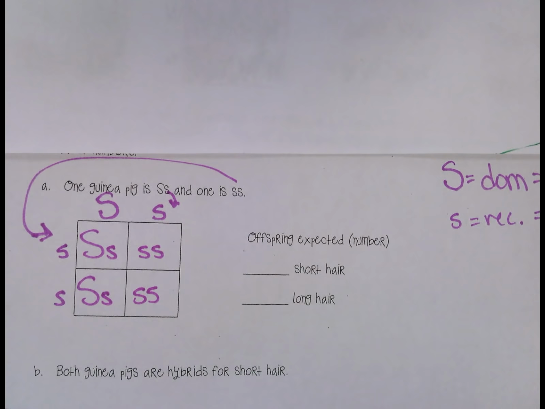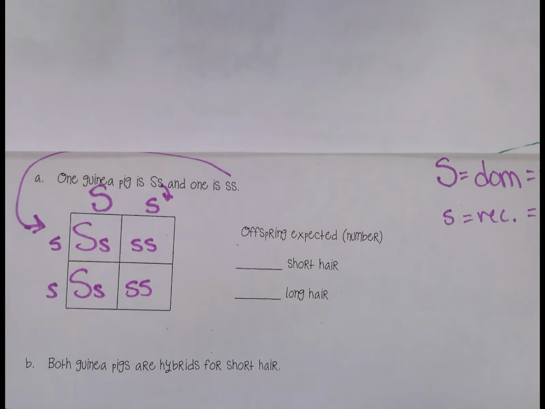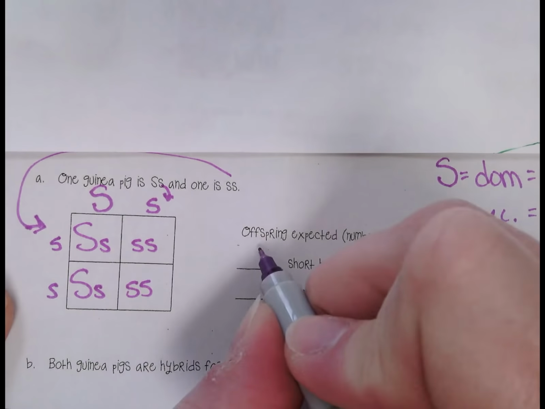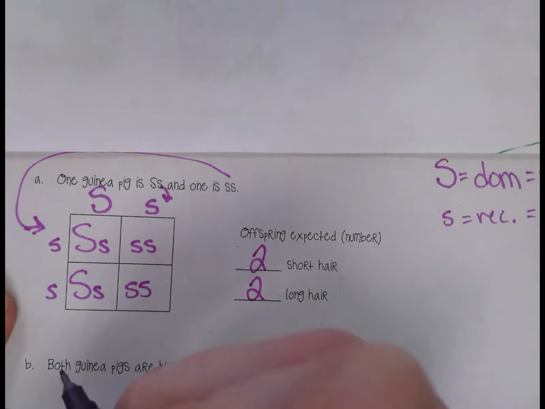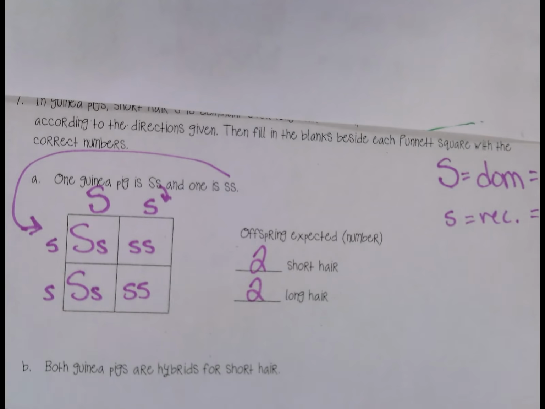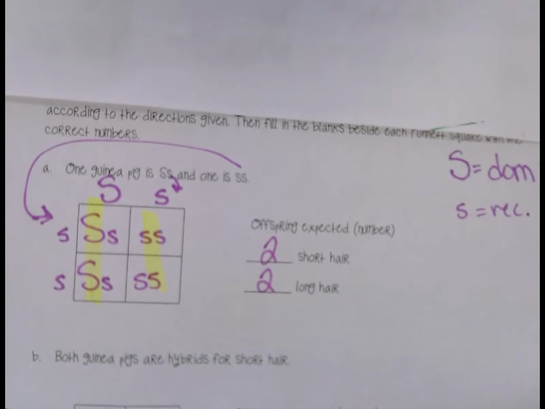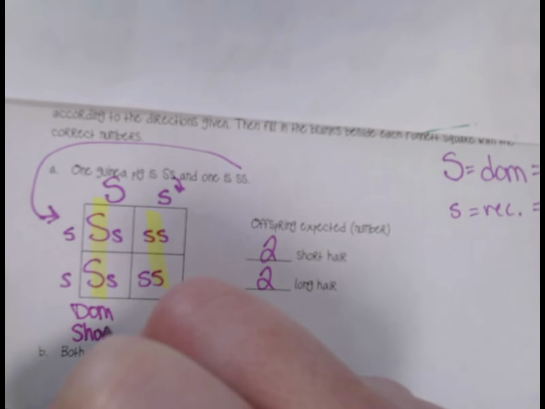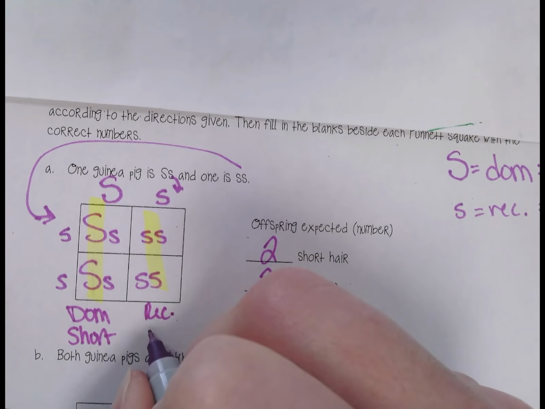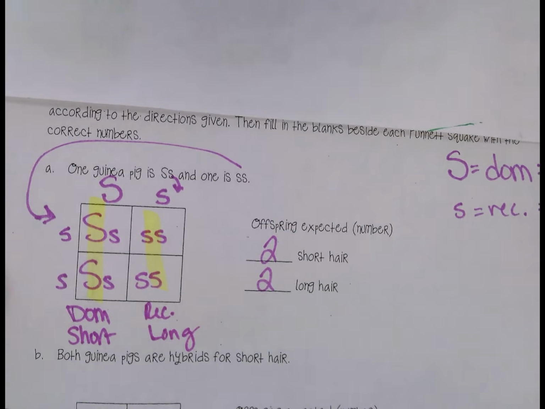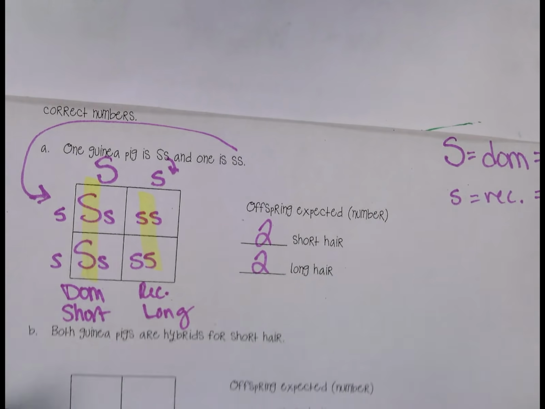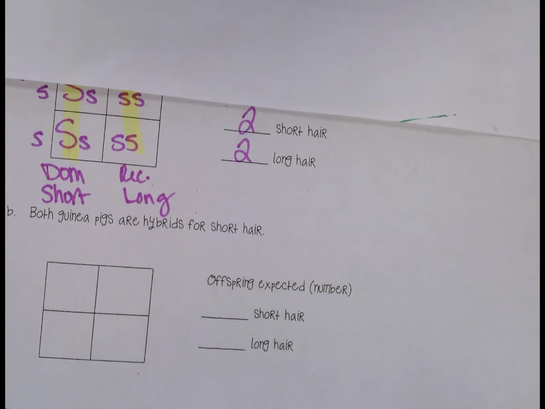Okay. Expected number. So these two are going to be my carrier of the dominant trait. So 2 and 2. These two right here, I'll choose a different color. These two, get a highlighter. And those two, those are my differences. This is going to be the dominant trait, which in this case is short hair. And this one is the recessive trait, which is long. So 2 are going to have long and 2 short. So both guinea pigs are hybrids for short hair.